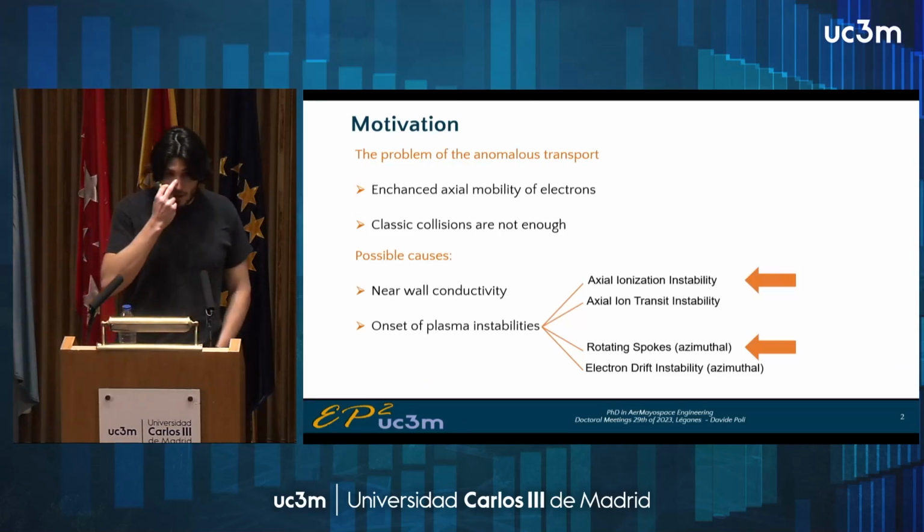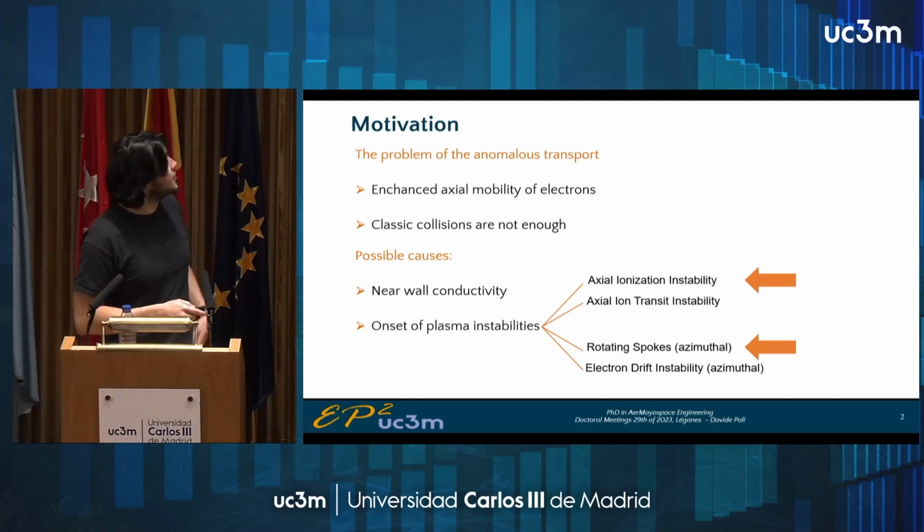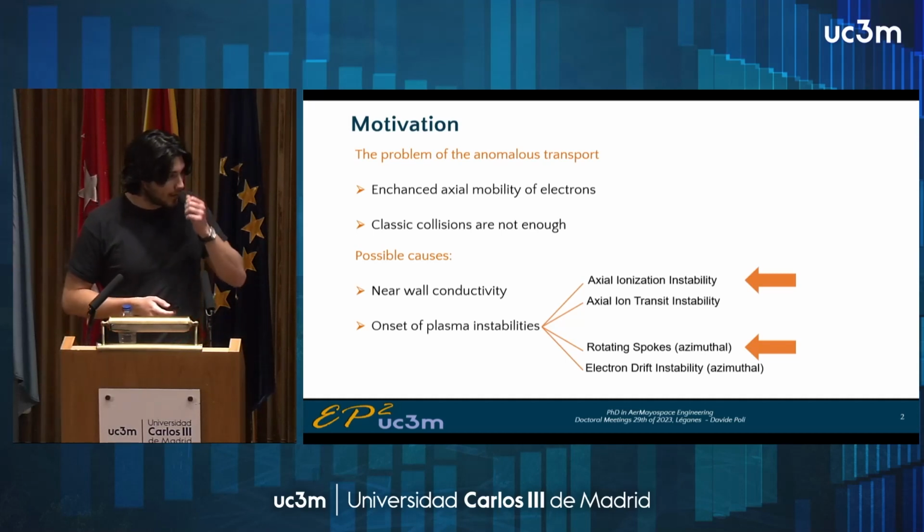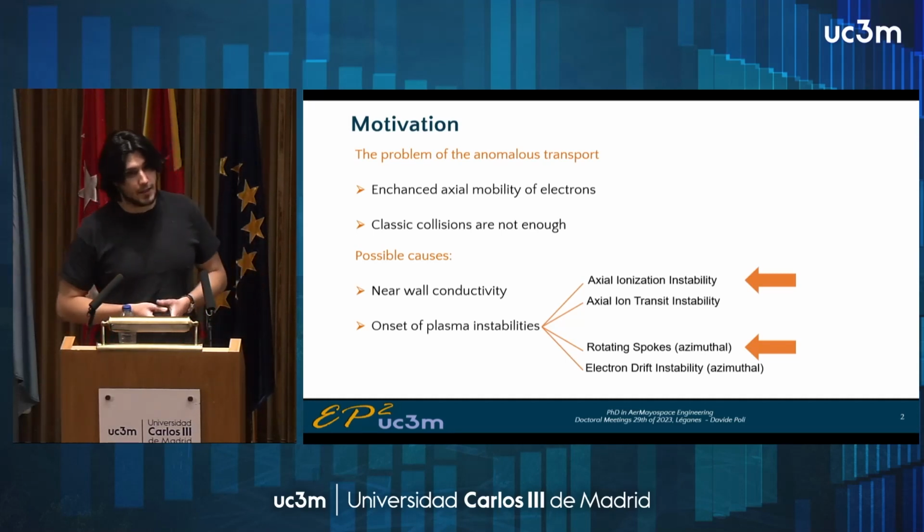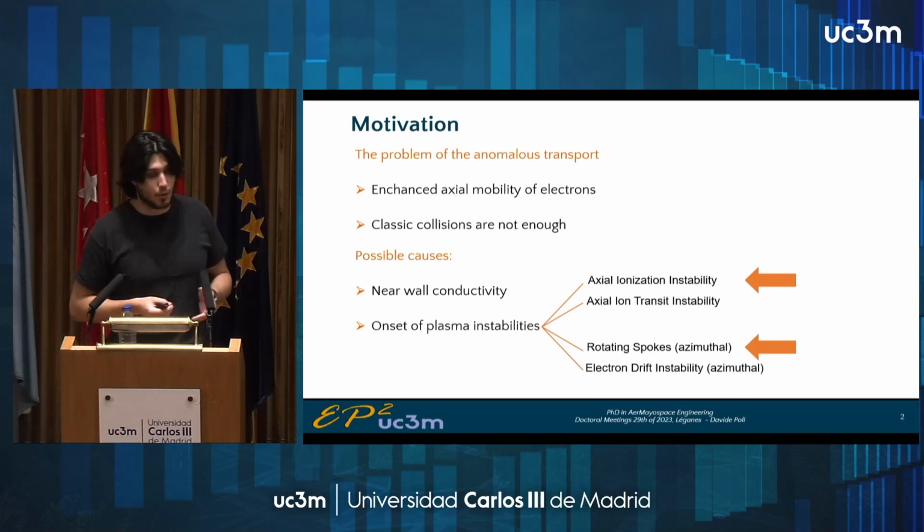I will skip the description of how a Hall thruster works because you've already seen it in previous presentations, and I'll go directly to the motivations, which is the study of the anomalous transport using fluid modeling. Anomalous transport is the enhanced axial mobility of electrons, which cannot be explained by classic collisions. Possible causes are near-wall conductivity or the onset of plasma instabilities, and this is what I will analyze with my codes.